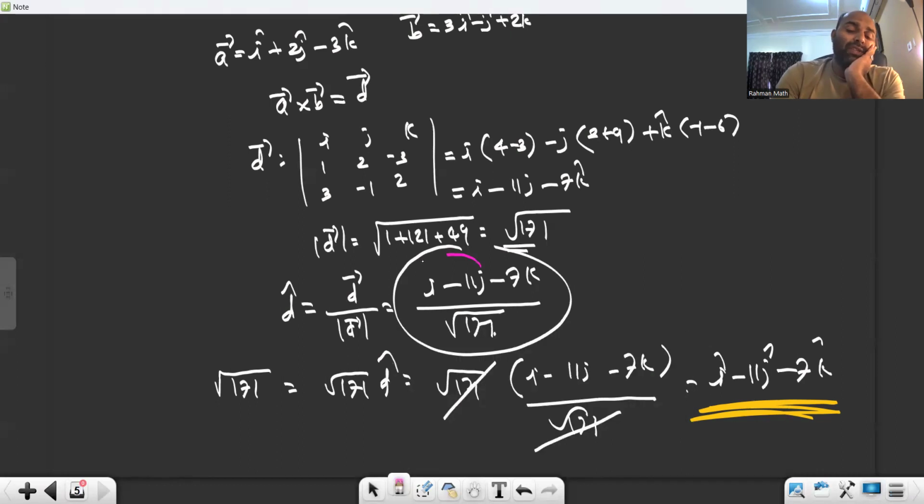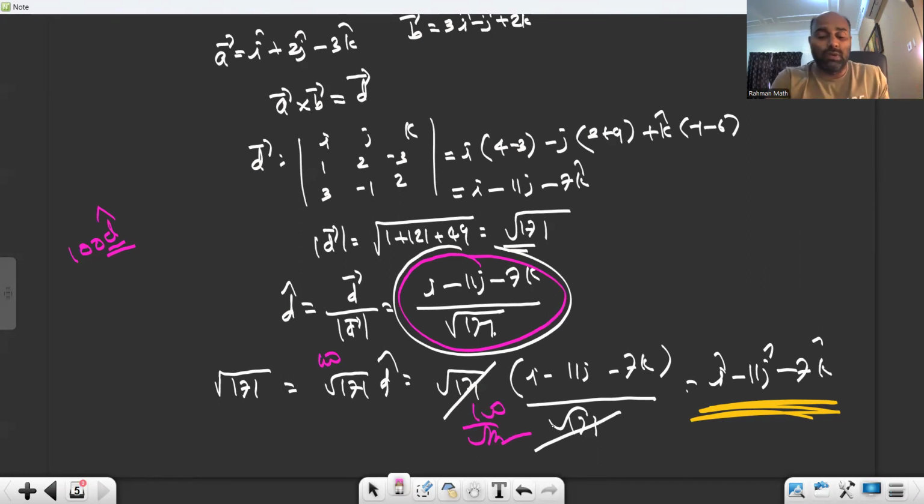Last step with this much only. We found a unit vector. Unit vector means its magnitude is what? 1. If you want to find a vector whose magnitude is 10, you just find 10 d cap, because d cap's magnitude is 1. If you want a magnitude 100, just multiply by 100. Then nothing will be cancelled; 100 by root 171 will be there. Like that only it will be.